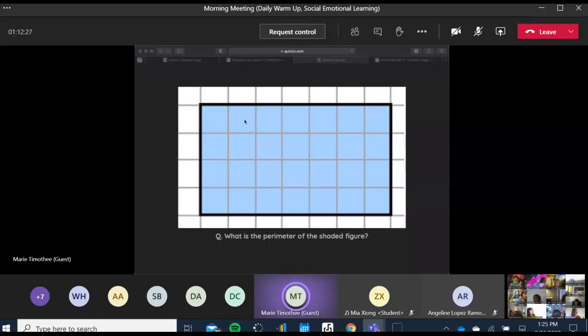And then we look at the top or the bottom. We count 1, 2, 3, 4, 5, 6, 7. So we have 7 units here. Since the bottom is equal to the top, this is 7. So we would do 7 plus 7 plus 4 plus 4. And what does that give us, guys? What does that give us?